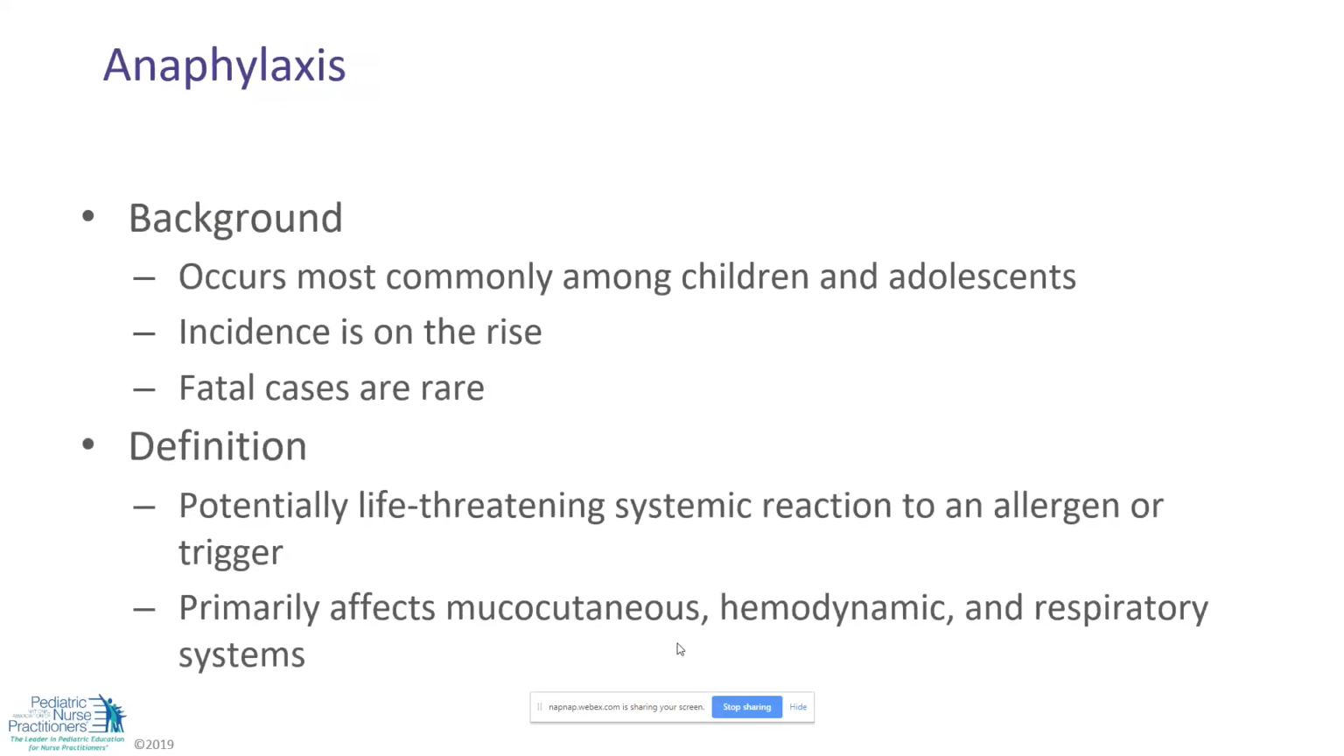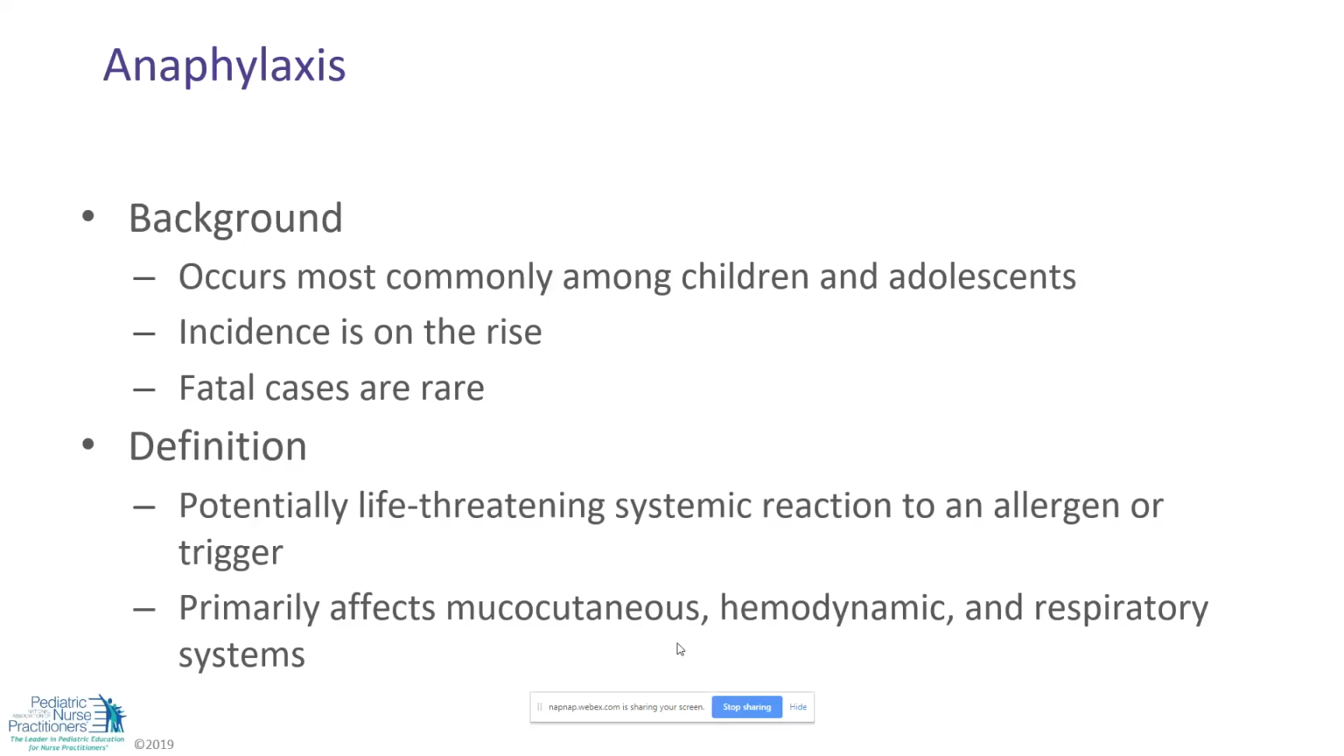And then we will move to anaphylaxis. So again, when we're thinking about immune response and everything that fits within this umbrella, it's important that we also think about anaphylaxis. This occurs most commonly among children and adolescents, and the incidence is certainly on the rise, although thankfully the fatal cases are rare. It is a potentially life-threatening systemic reaction to an allergen or a trigger, and it primarily affects the mucocutaneous, hemodynamic, and respiratory systems.